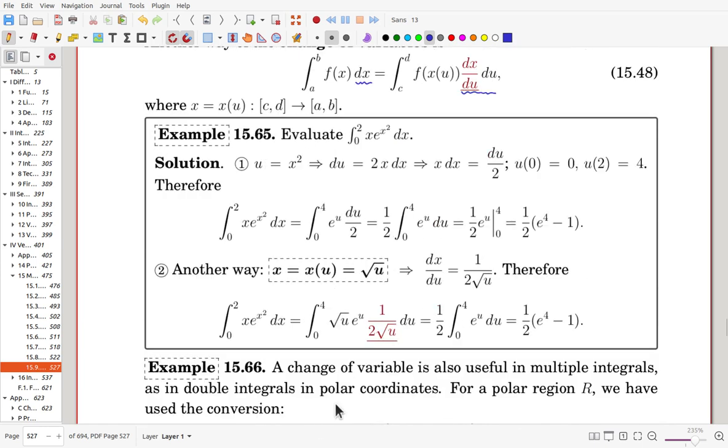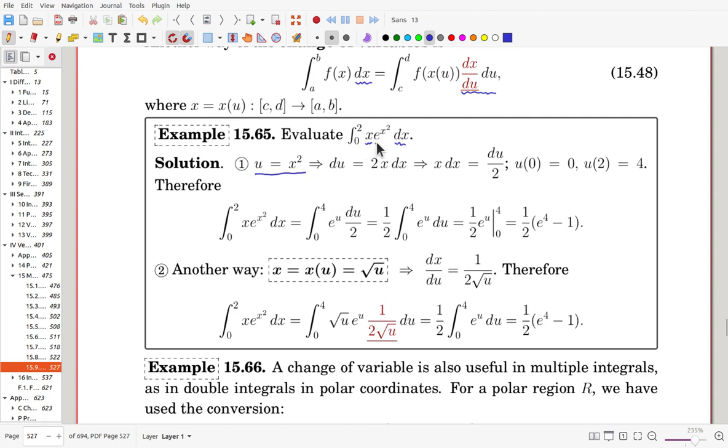Okay, evaluate the integral from 0 to 2 of x e to the x squared dx. Earlier you did this. We introduced u as a function of x, u equals x squared. Then du is 2x dx, so x dx is the same as half du. When x is 0, u is 0. When x is 2, u is 4. So the given integral is the same as the integral from 0 to 4.